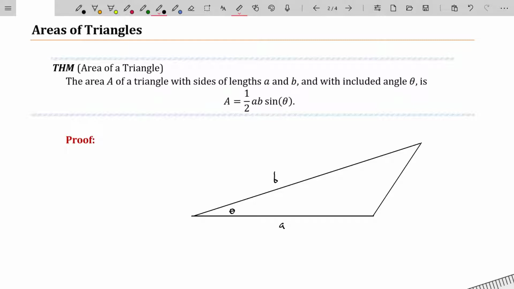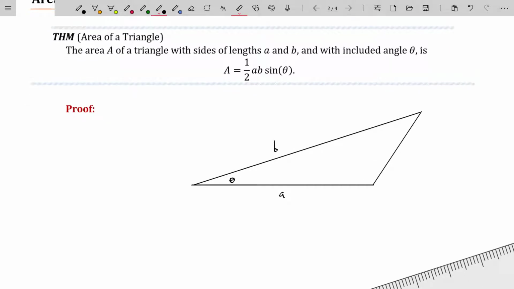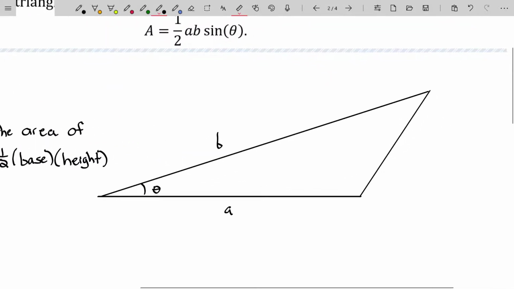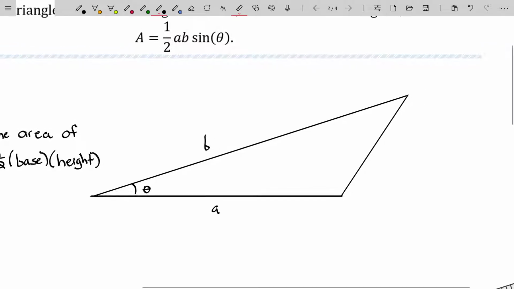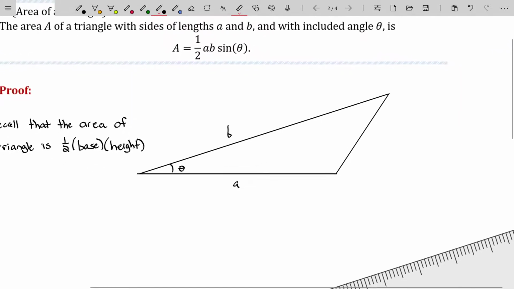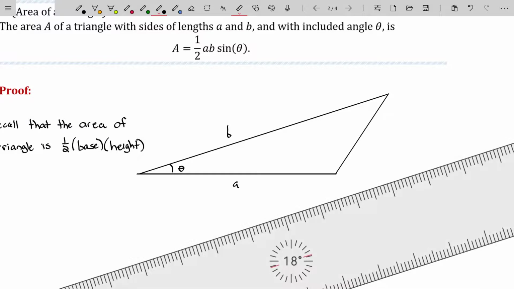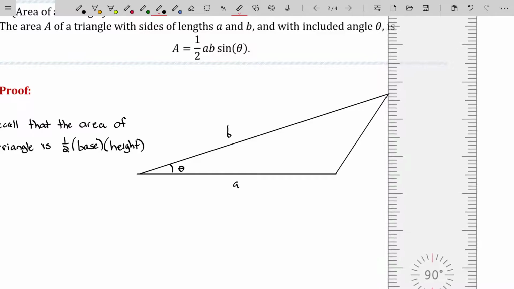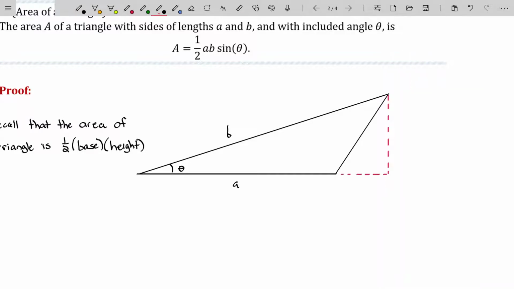So let's see, we want to showcase the area of this triangle is 1/2 AB sine of that included angle theta right there. Well, we know that the area of a triangle is 1/2 its base times its height. Looking at this picture right here, the base is really not long enough for me to talk about its height. So what I'm going to do is extend this out a little bit. And we're going to put in an imaginary height here, and then we'll talk about its base.